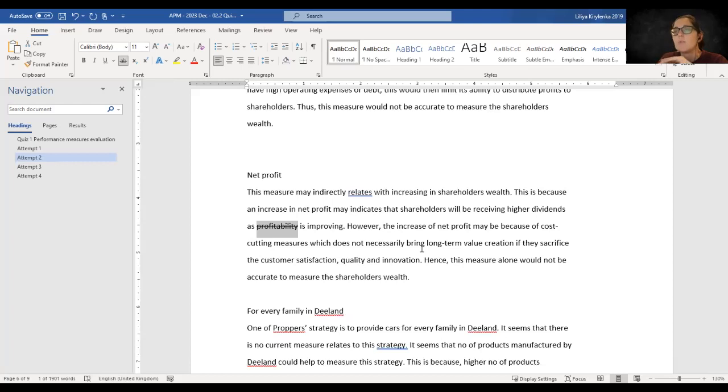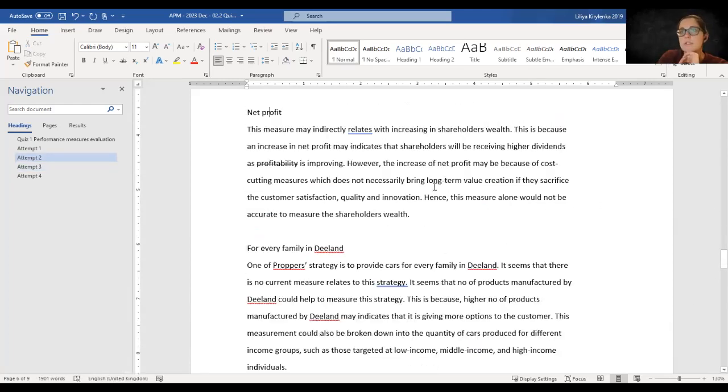However, the increase of net profit may be because of cost-cutting measures, which does not necessarily bring long-term value creation if they sacrifice customer satisfaction, quality, and innovation. And the measure alone would not be accurate to measure shareholders' wealth. Well, that is a good sentence about cutting long-term value creating expenses, but the conclusion would be that the future shareholders' wealth can be compromised.